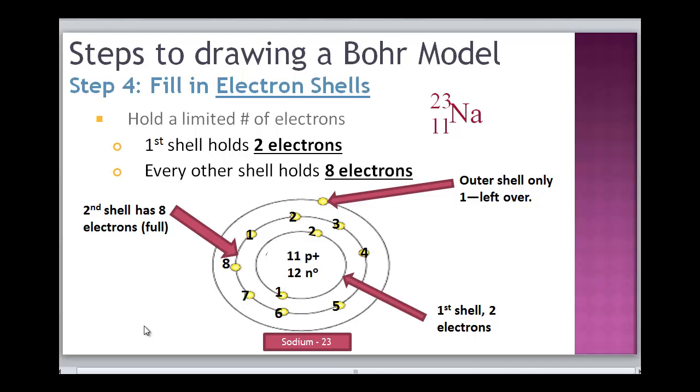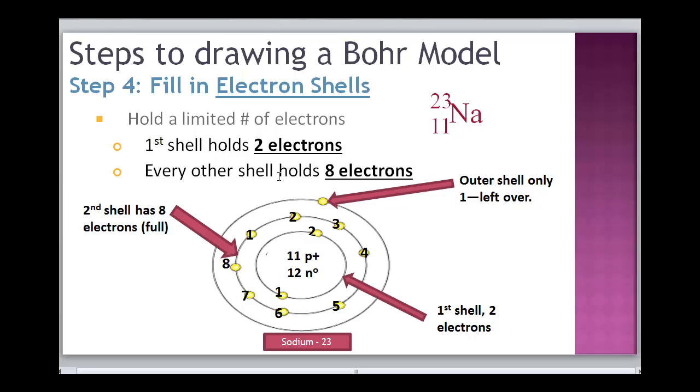Steps to drawing a Bohr model: fill in the energy levels. Energy shells hold a limited number. We're going to work off this octet rule, which I didn't mention earlier, is 8 electrons. So the first shell always holds 2. The only element that doesn't have 2 electrons in its first shell is hydrogen. All other atoms will start with 2 electrons in their first energy level.